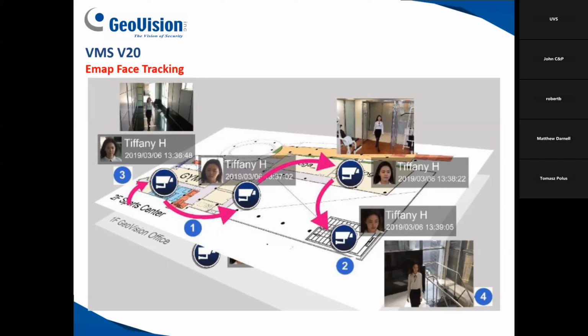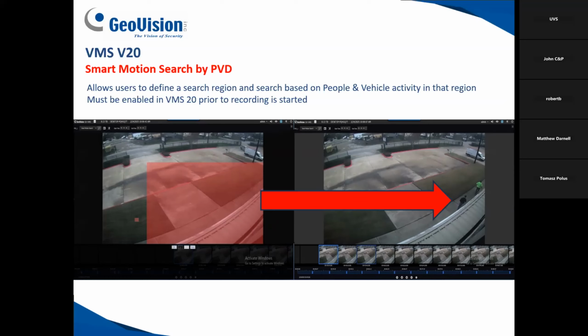Smart motion search based on PVD. This is a feature that we have had for a little while, but it is, of course, included in the VMS V20. And this feature, you do have to turn it on before you start recording. But basically what it would allow you to do is when you're going into the playback window, let's say, for example, something happened in a particular region of the camera's field of view, but you don't know what time it happened. You have the ability to actually draw a box around that region of interest, and it will search and find any footage of people and vehicle activity from when someone went into that area.